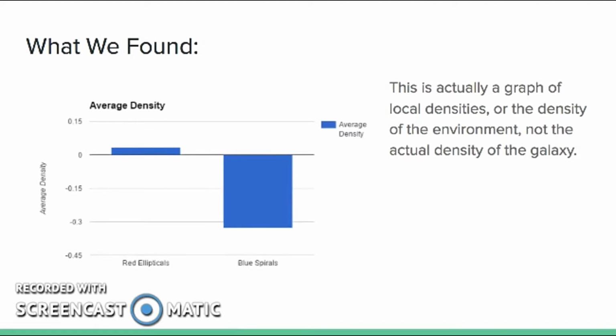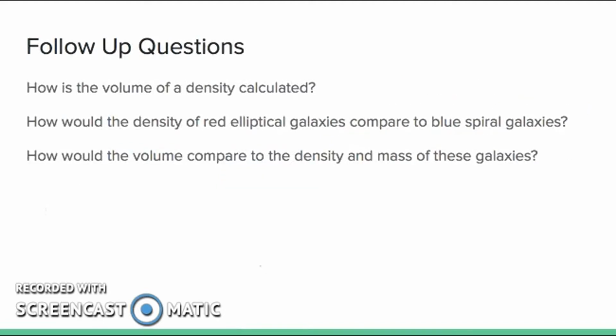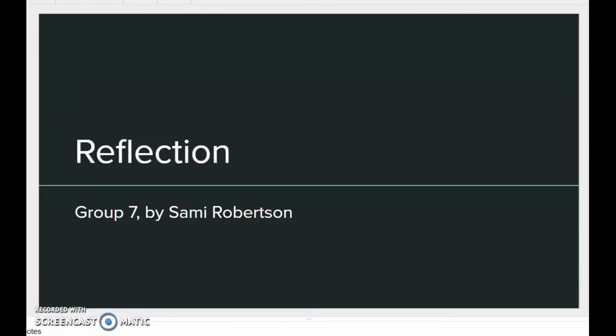Based on our conclusions, we have a few follow-up questions. We would like to know how the volume of a galaxy is calculated. We wanted to find the density of the actual galaxy, but realized we couldn't because we weren't given the volume of the galaxy. We would also be interested in comparing the volumes of the galaxies to their masses and densities because we found a trend in their masses, and are curious to see if there would also be a trend with density and volume. And to end our project, we have a quick reflection.